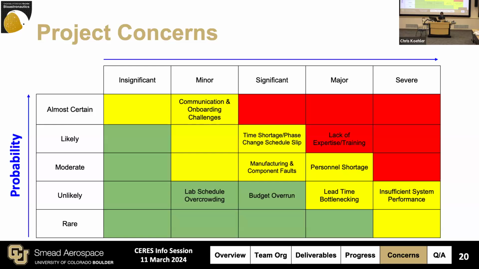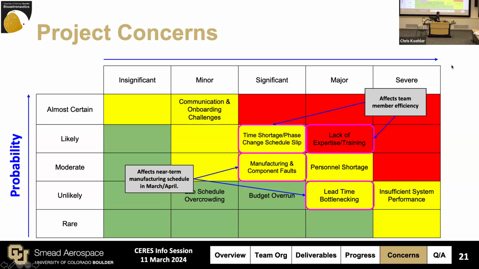Alrighty, so project concerns. These are a lot of our high-level project management concerns. We have a lot more technical specific concerns, but I'll be talking about these because they affect schedule the most. So the ones I circled here are ones that I'm probably most worried about coming this March and April. So I'll talk about the left box first. So the manufacturing component faults and also lead time bottlenecking.